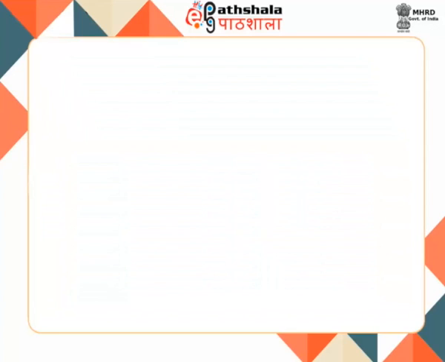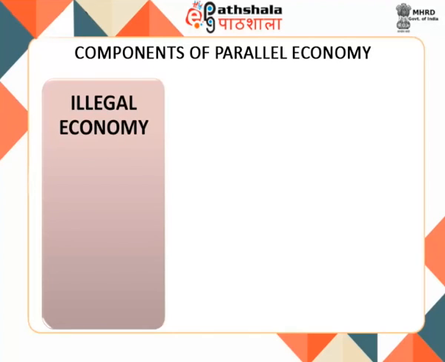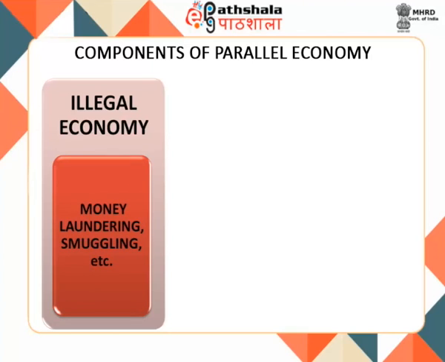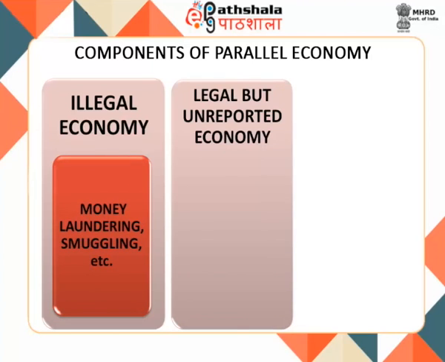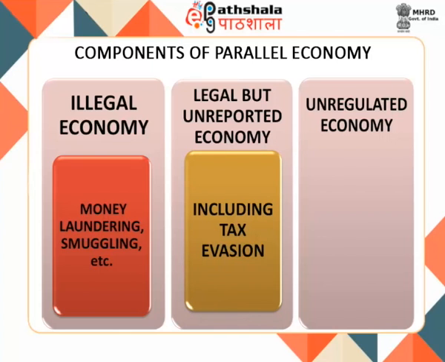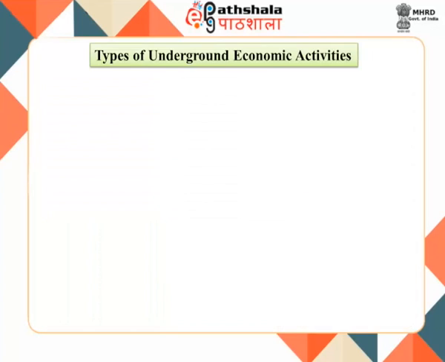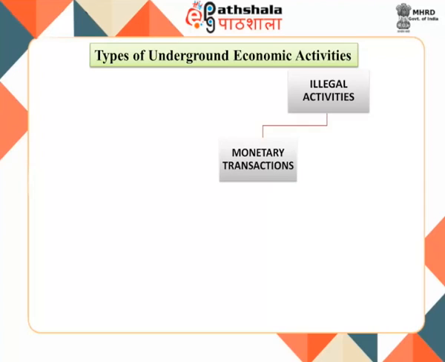Let us now discuss the nature of parallel economy and components of parallel economy. A parallel economy, in its broadest sense, may consist of illegal economy, such as money laundering, smuggling, etc., legal but unreported economy, including tax evasion, and unregulated economy, that is, economic activities outside regulations, types of underground economic activities. Illegal activities can be divided into two subparts: monetary transactions and non-monetary transactions.